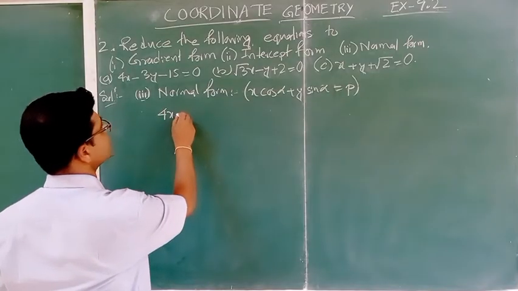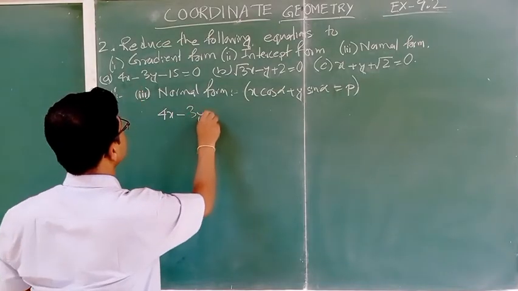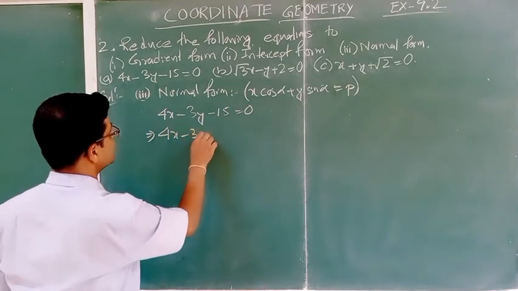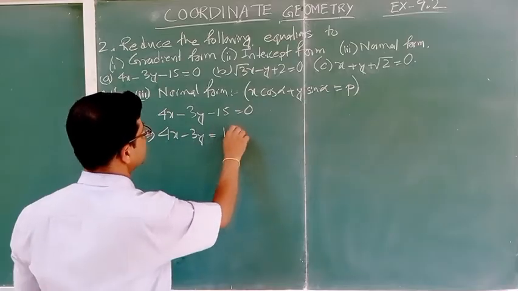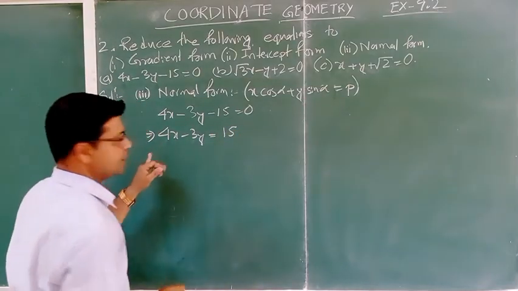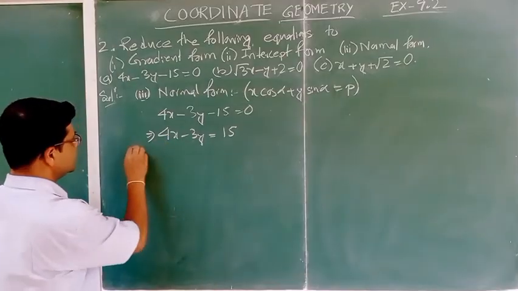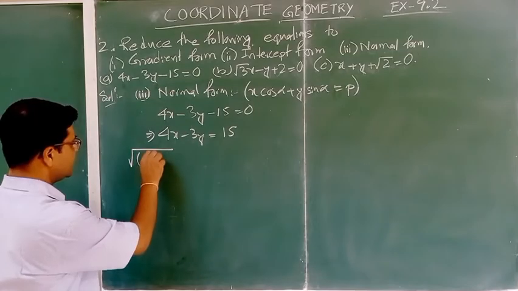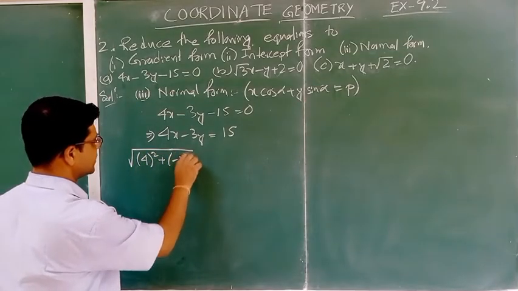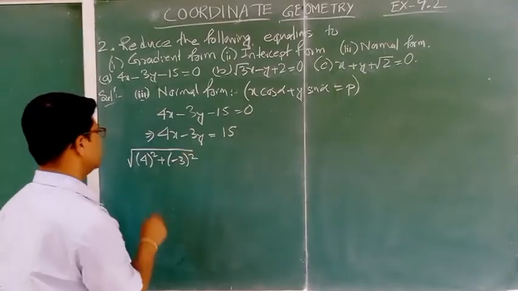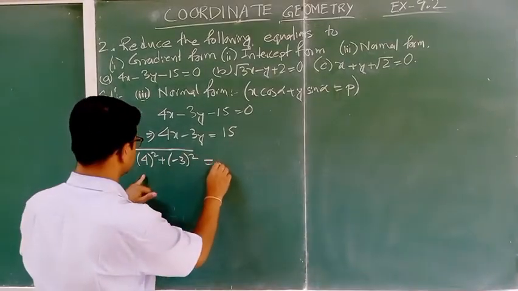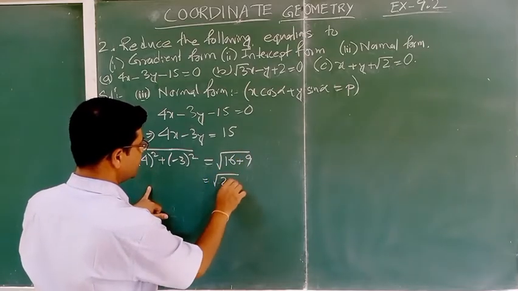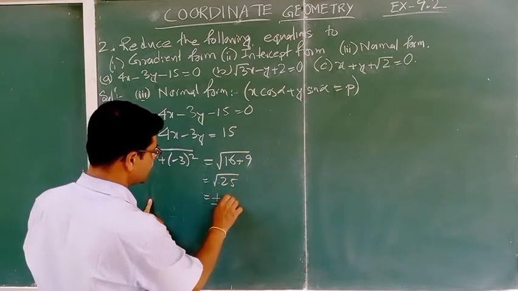This is 4x minus 3y minus 15 equal to 0. This is 4x minus 3y. Always we will take the constant term on the other side. It is plus 15. Then what we do? The procedure is that we shall divide each term by the square root of 4 square plus minus 3 square. Always square root of a square plus b square. Let us simplify. 4 square is 16, this is 9, 25, square root of 25, we shall write plus minus 5.